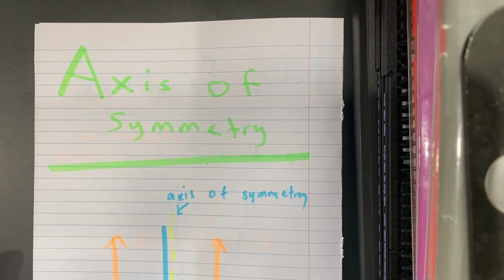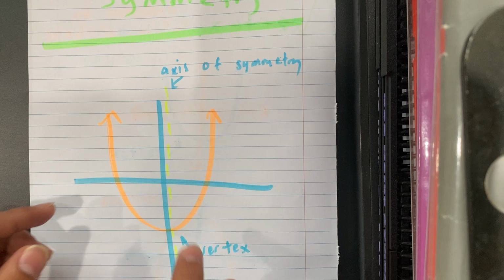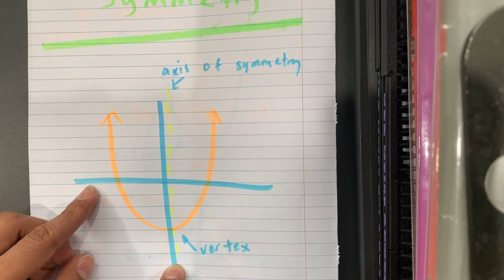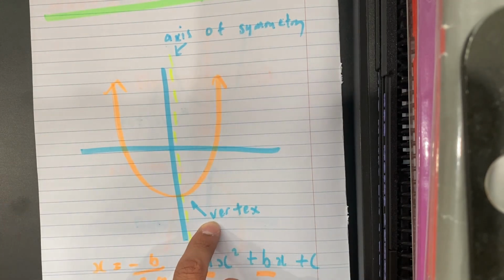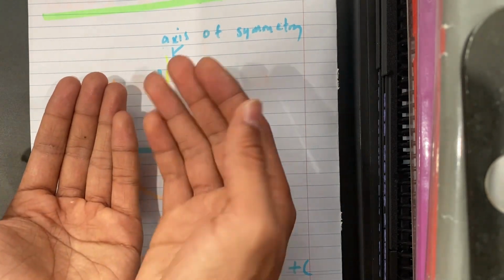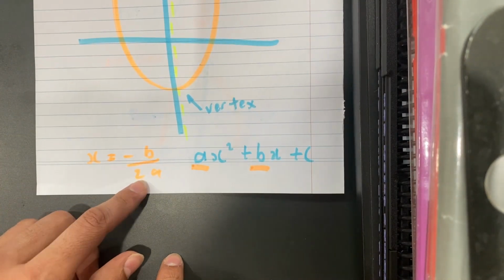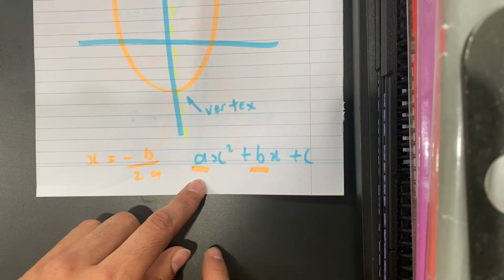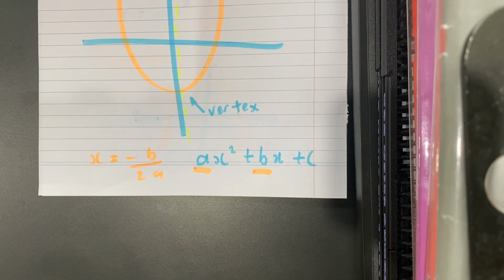Parabolas are symmetric, meaning they mirror themselves along a line called the axis of symmetry. The axis of symmetry always passes through the vertex and divides the parabola into two equal parts. It's given by the formula x equals negative b over 2a, which you would substitute using your a and b values from the equation given.